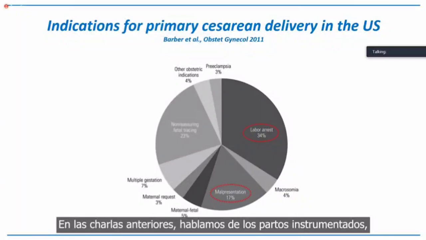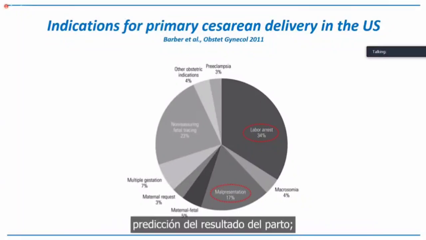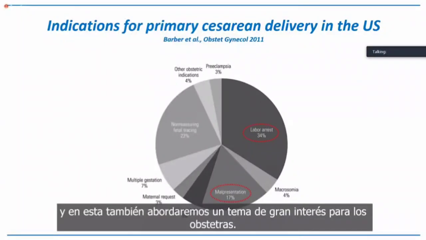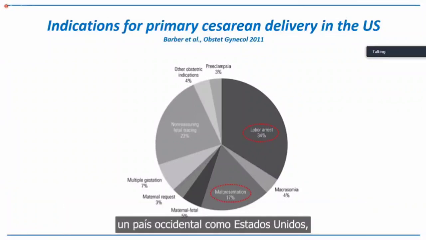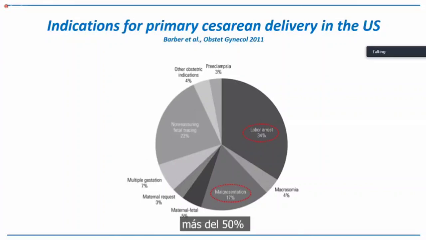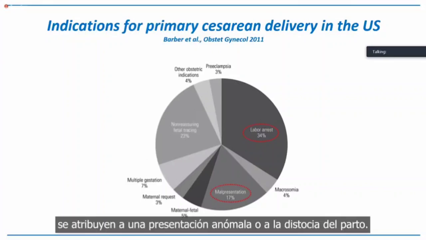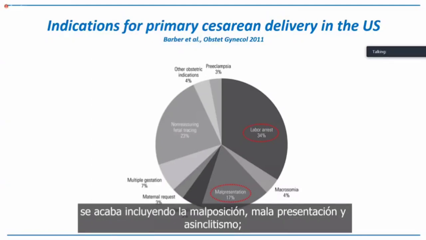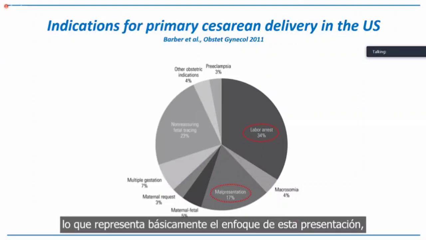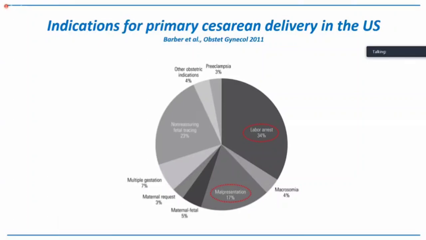In the previous lectures, we talked about instrumental delivery and prediction of labor outcome. In this lecture, we will also deal with a topic of major interest for obstetricians, given that looking at the indications for the primary cesarean section in a Western country like the United States, you can see that over 50% are attributed to malpresentation of the presenting part or labor dystocia. But if you look at the potential determinants of labor dystocia, you end up including malposition, malpresentation, and asynclitism, which basically represent the focus of this presentation.